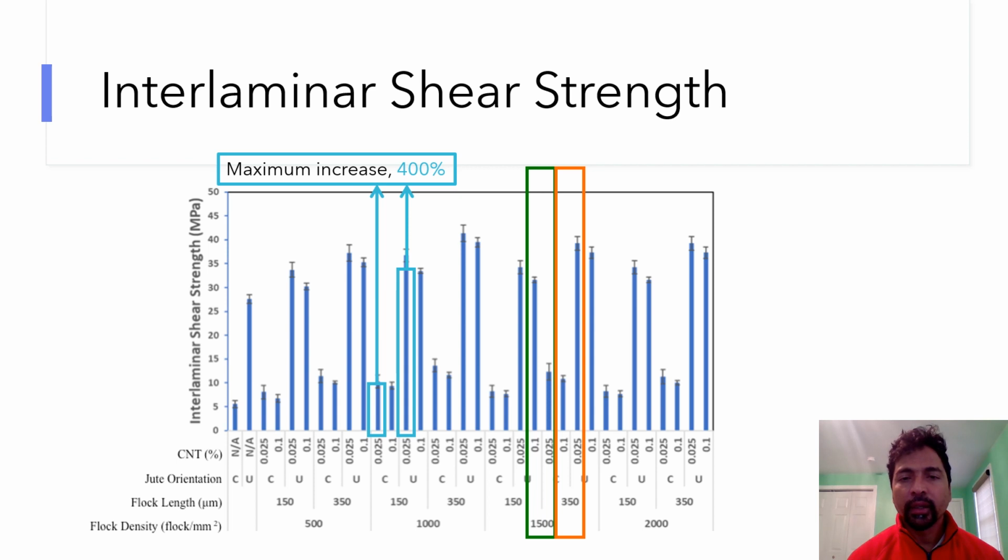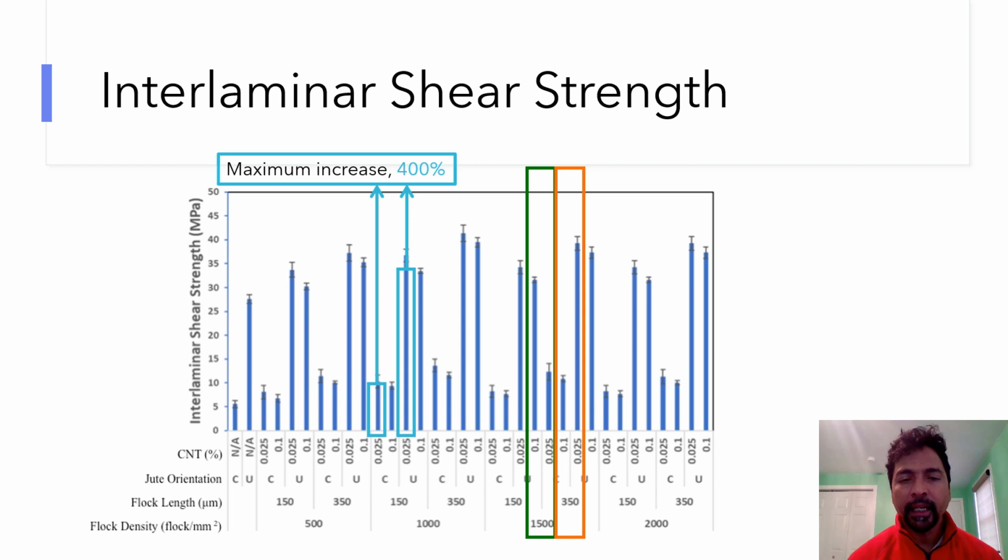And one more striking thing we can see from these plots is that there is an optimum flock density, which is 1000 fibers per millimeter square, where from the non-flocking condition of 0 flock density, the interlaminar shear strength increases by 50% at the condition of 1000 flock density. However, with a further increase in flock density, the interlaminar shear strength slightly decreases by 10%. Hence, we can take 1000 flock density as the optimum.